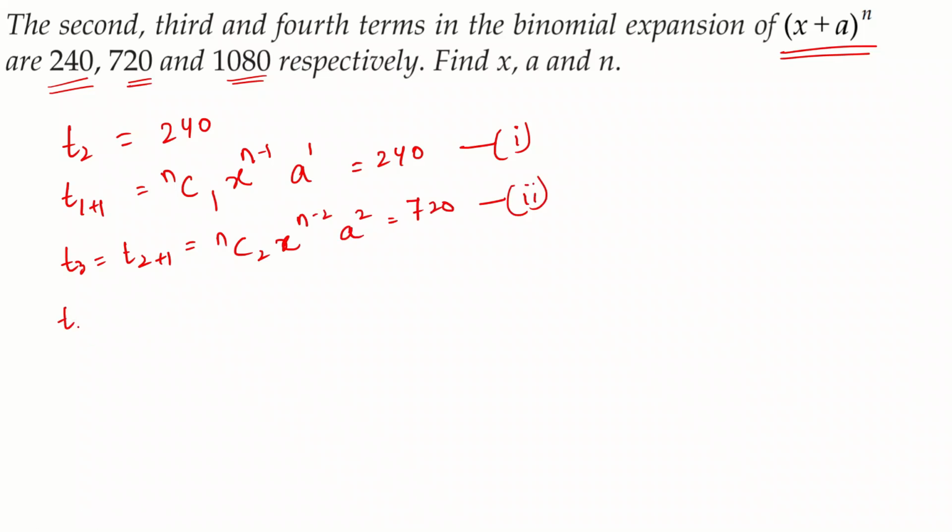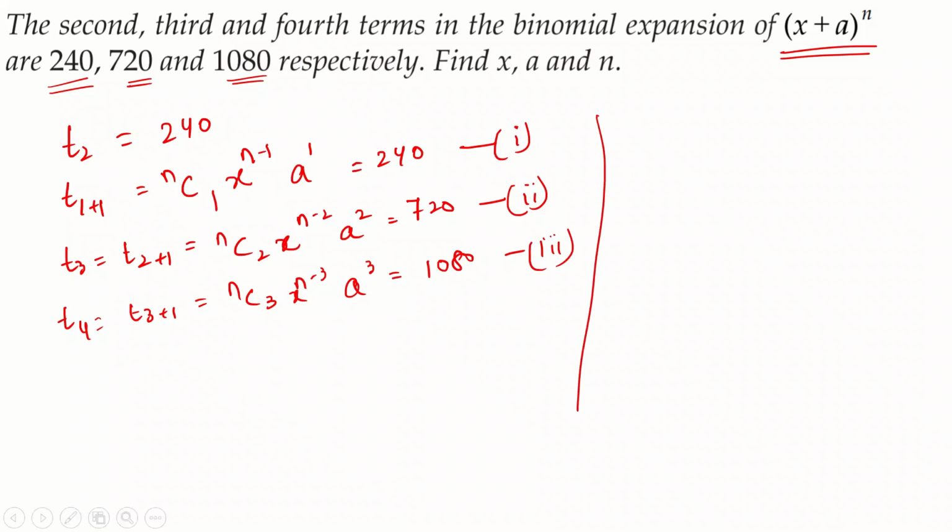And we are given t4 is equal to t 3 plus 1 is equal to n c3 x to the power of n minus 3 a to the power of 3, which is equal to 1080. This is my third equation. Now I have three equations and three variables, so I can find out the value of x, a and n. So let me see how do we get it. So what is n c1? n c1 is nothing but n, x to the power of n minus 1 into a is equal to 240. I've just simplified the first equation.